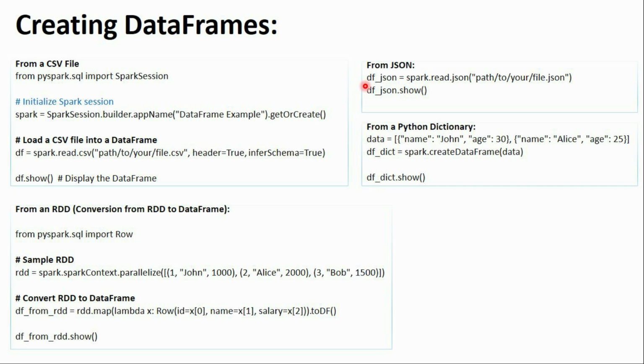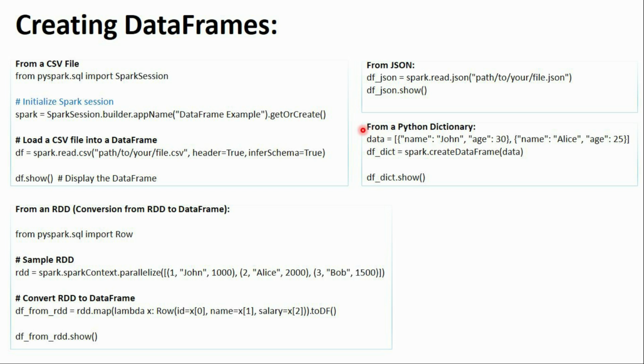Next, let's create a data frame from a JSON file. JSON is another common format for structured data, and Spark handles it with ease. Similar to loading a CSV, you can use spark.read.json to read a JSON file into a data frame. After loading the data, just call show to display the contents.